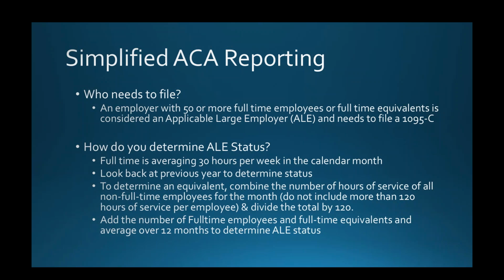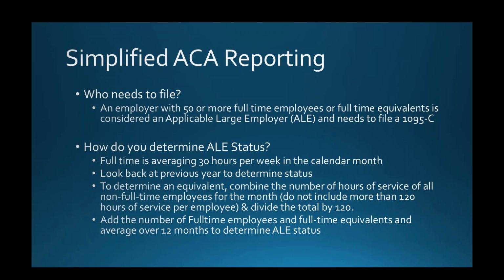So how do you determine whether or not somebody is an applicable large employer, an ALE? Again, the magic number is 50, but it's 50 full-time employees or equivalents. Quick note on full-time: 30 hours per week in the calendar month is considered full-time. I don't know what you consider full-time, but the IRS considers 30 hours per week full-time. There's a look-back period to the previous year to determine status. So to determine for 2015 whether or not you are an ALE, you would look back at 2014. And how to establish the ALE: obviously, if somebody works more than 30 hours per week, they are considered a full-time employee. They count as one.